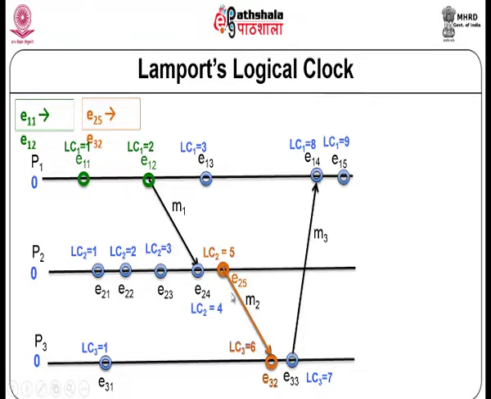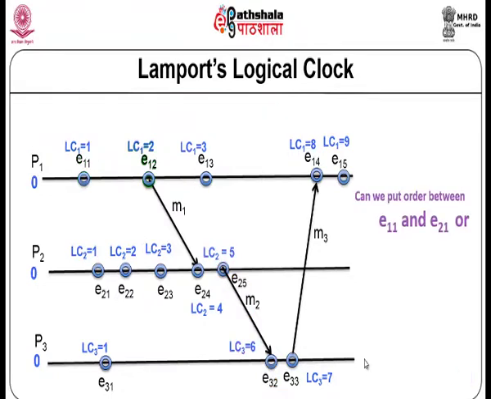Similarly, we can say that E25 and E32 are a happen before relationship, because this is a send and receive message. Similarly, we can say E12 and E24 are happen before relationships, and E11 and E33, because the happen before relationships are transitive in nature. But Lamport's clock has its own problems.